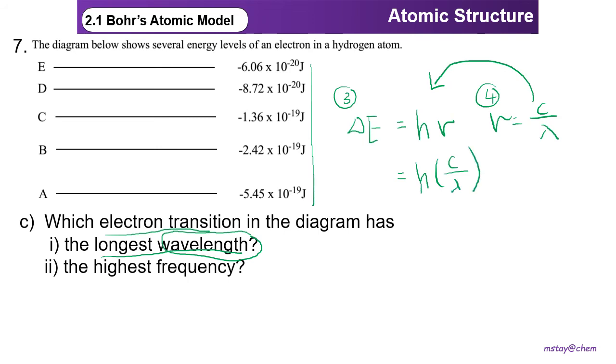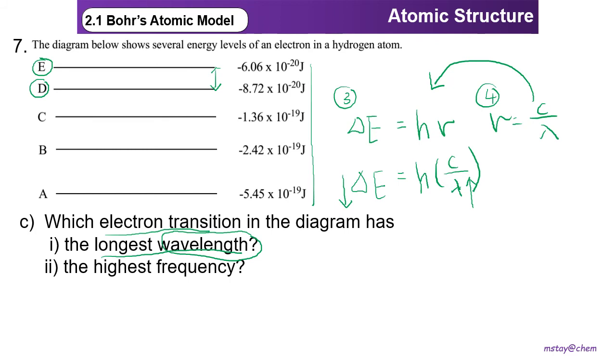Okay, so now they ask us what is the longest wavelength. So the longest wavelength here means if I want the longest wavelength, the delta E has to be smallest. So from A until E, the change of energy will be here, because previously we already know the gap between two lines gets smaller and smaller. So the delta E between D and E will be the smallest, which will cause the longest wavelength.